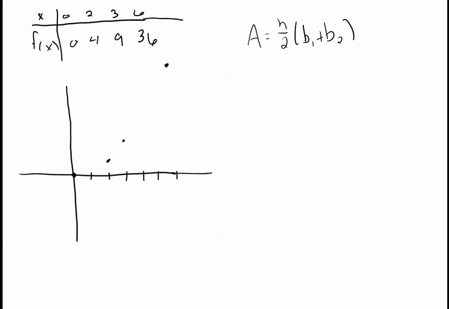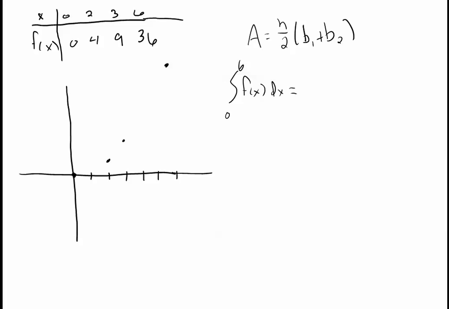So we've got a curve and we don't know its equation, but we do know these 4 specific points that are on the curve. And we want to use the trapezoid rule to approximate the integral from 0 to 6 of f of x, because this is an expression that will give us the area under the curve.